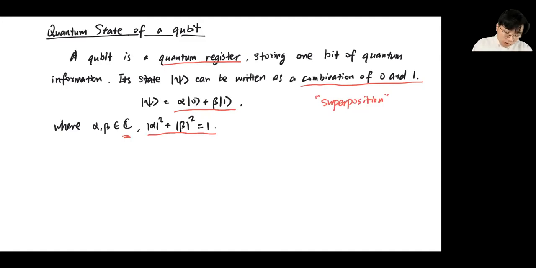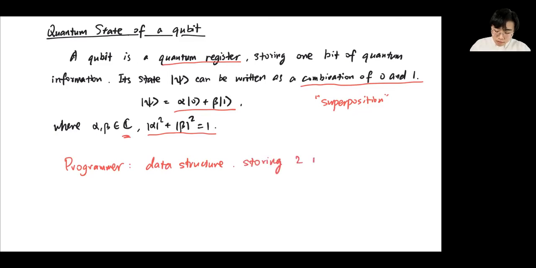So what is it really from a programmer's perspective? Well, it's just a data structure that stores the two numbers, alpha and beta, well, they're complex numbers. And later we'll see it is convenient to write them down as a vector, alpha and beta.